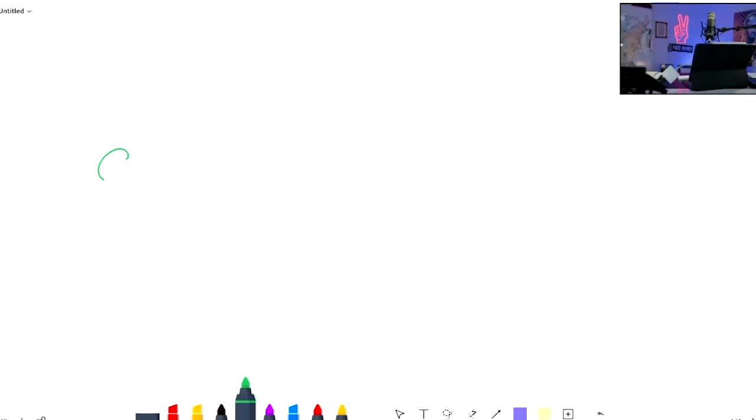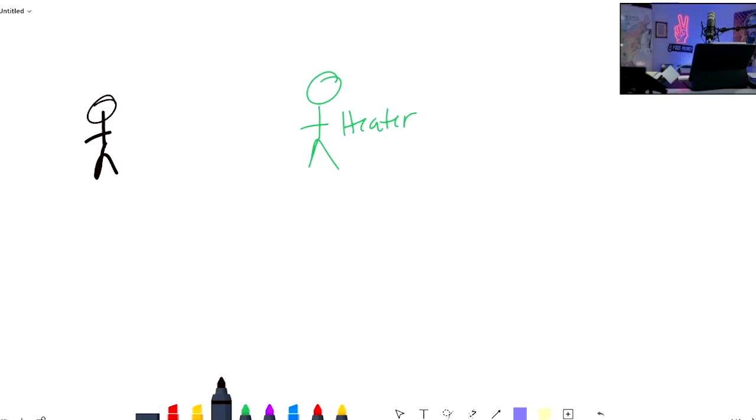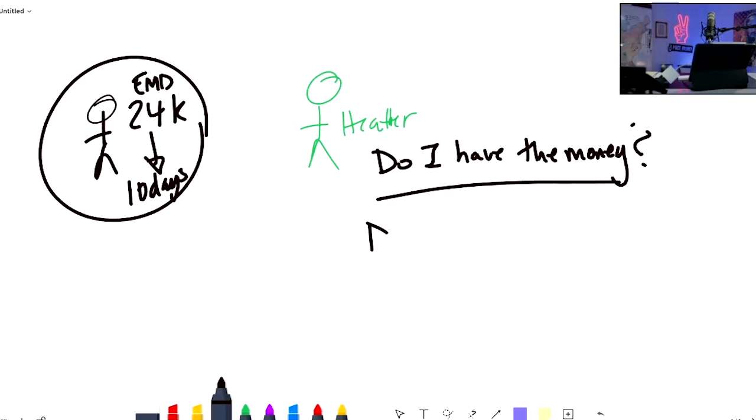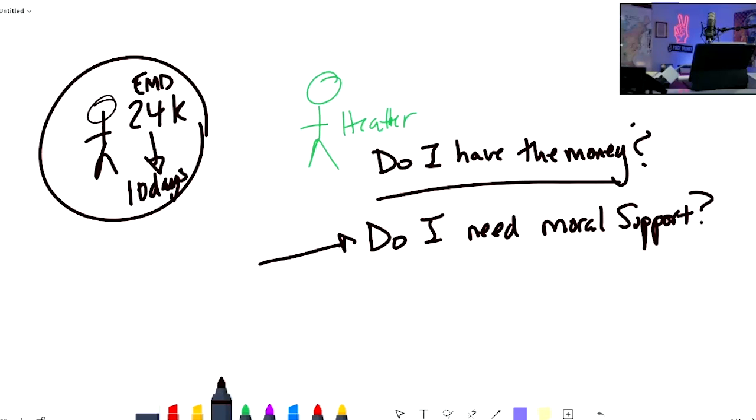So Heather found a Subto student here. I'll draw this out where Heather's the Gator. She's green. And she found a Subto student that has a deal that he's like, I need $24,000 on, and that's basically his EMD, earnest money deposit. So Heather has to ask the question of, do I have the money? Guys, if you're a new Gator, ask yourself these questions, write these things down. She says, do I have the money? Do I need moral support? I would say that the number one thing that Heather probably needs is that.